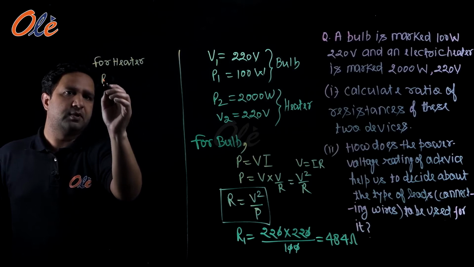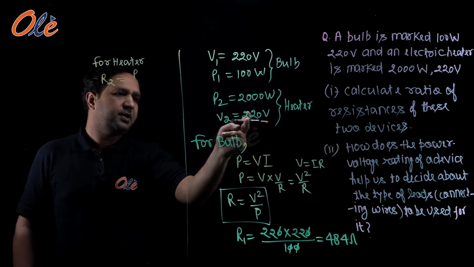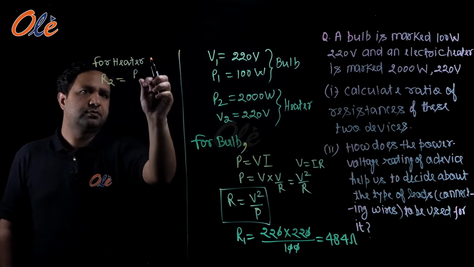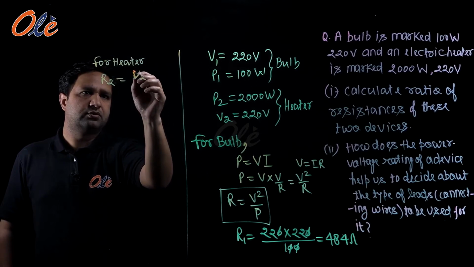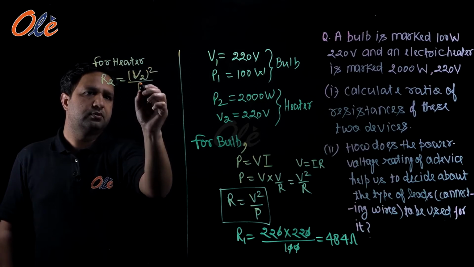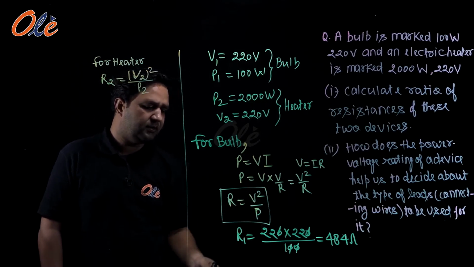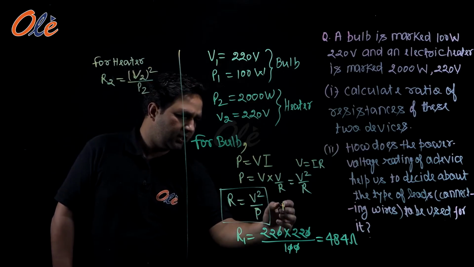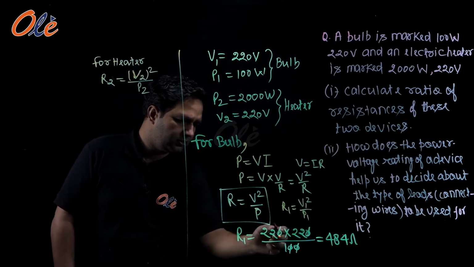Now for heater, R2 is equal to V2 square upon P2, है ना. यही यहाँ पे V1 स्क्वायर अपॉन P1 था, यहाँ पे हम लिख भी सकते हैं R1 इज इक्वल टू V1 स्क्वायर अपॉन P1, ये जो निकाला है.